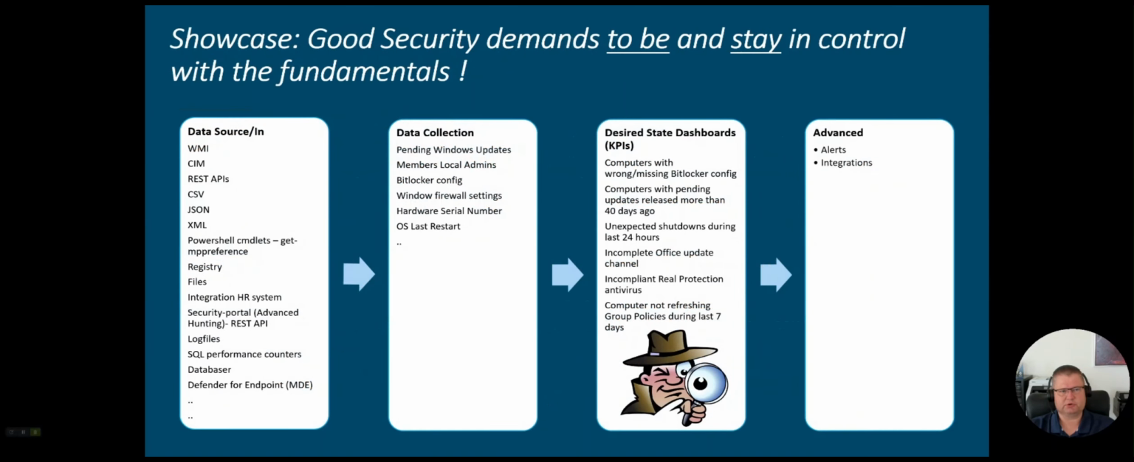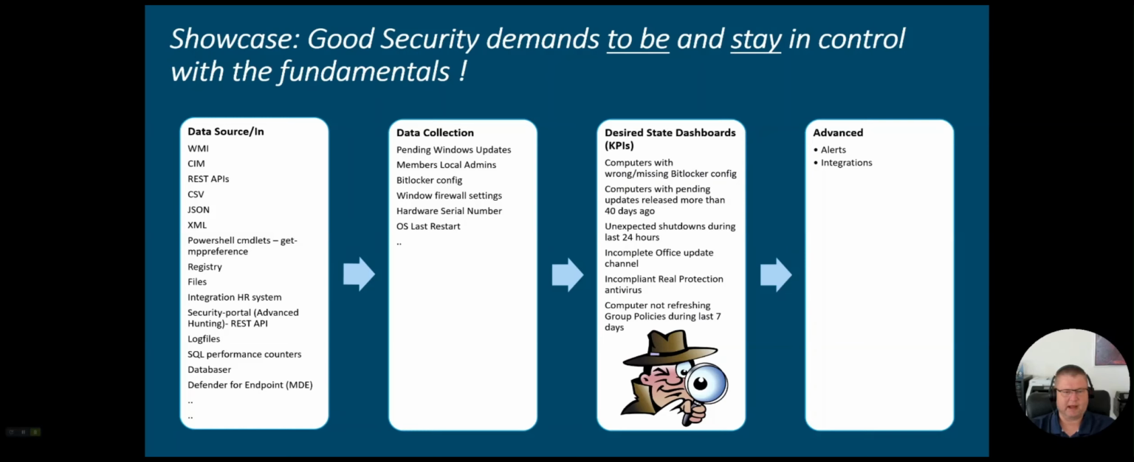So going back to the showcase, this is a fun showcase where on the left side you can see that we have a lot of different sources of data where we want to bring in data, for example, using WMI, SCCM, REST APIs, CSV files, JSON, XML. So we have a lot of different sources on a day-to-day basis, which contain really cool data, and we want to bring back this data. For example, what are the pending Windows updates? Who are members of the local admin groups? How is the BitLocker configuration? Is it protected? What are the firewall settings, serial number, and stuff like that?